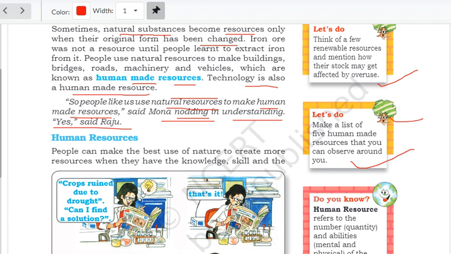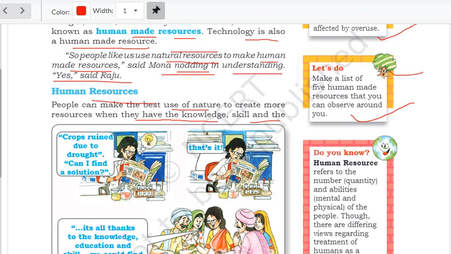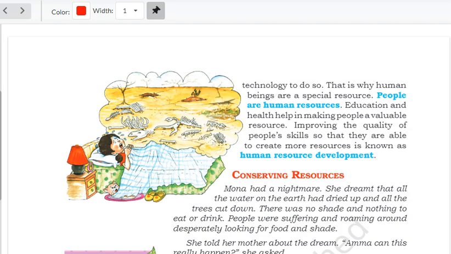Continuing on, human resources. People can make the best use of nature to create more resources when they have the knowledge, skill, and the technology to do so. We need knowledge, skill, as well as the technology. So with the help of all these things, we can better utilize the resources. This is why human beings are a special resource. People are human resources.